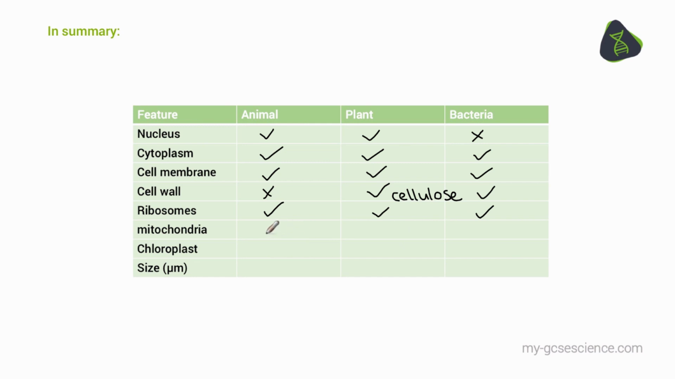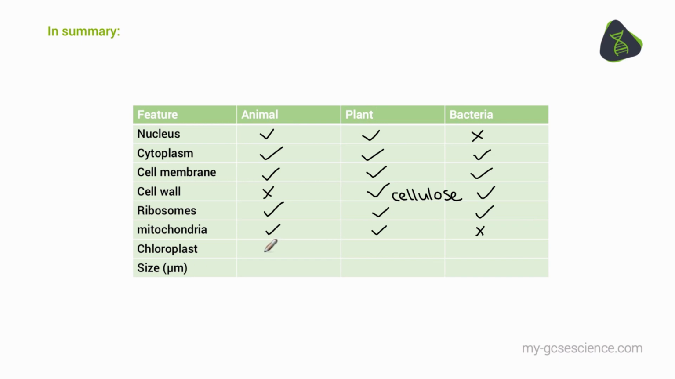Mitochondria are, to remind you, structures that release energy from aerobic respiration. You find them in animal cells and plant cells. Bacteria are still living, they do need to respire, and they can carry out exactly the same reaction for respiration that animals and plants can do. However, bacteria just do this using enzymes that are embedded in their cell membrane. So they can still respire, but they just don't have mitochondria to help.